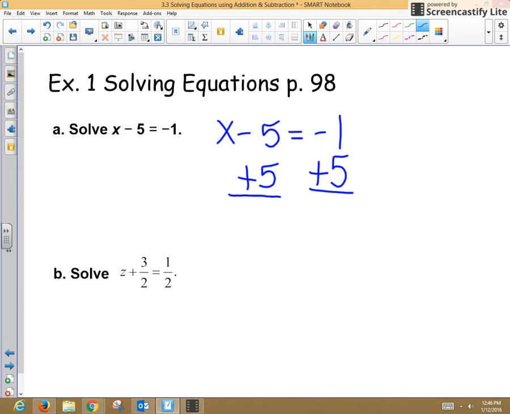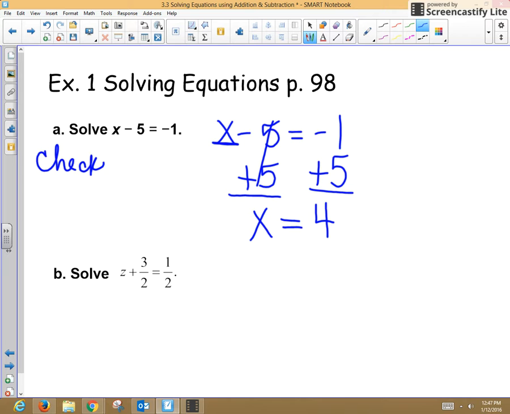Negative 5 and positive 5 will cancel out to 0. So the only thing I need to bring down is this x. x equals negative 1 plus 5, which is 4. So I think x equals 4. Now I'm going to go back to my original equation to check my work.